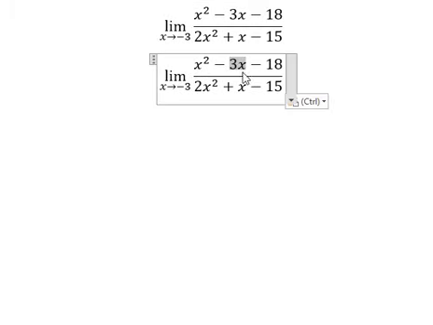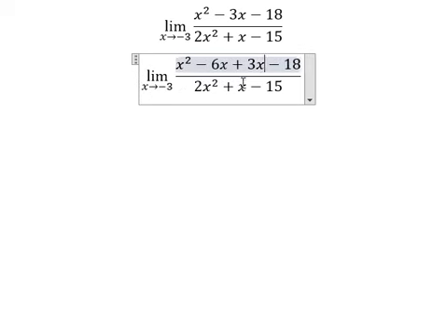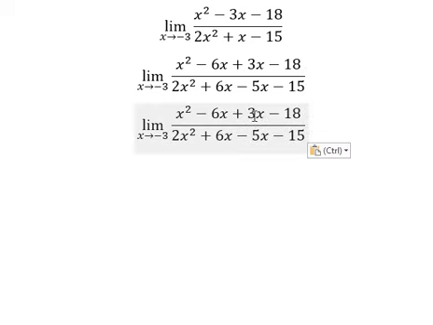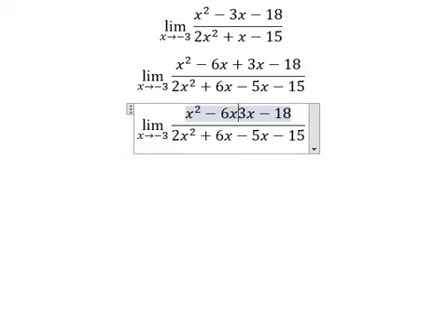About negative 3x, we can put it into negative 6x plus 3x. About x, that should be 6x minus 5x. Now we can do factorization. So I will put 3x here.